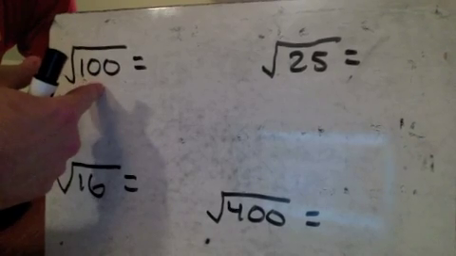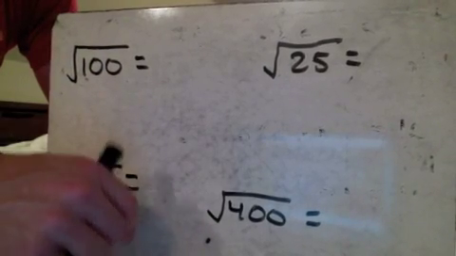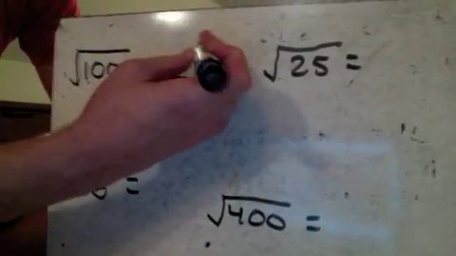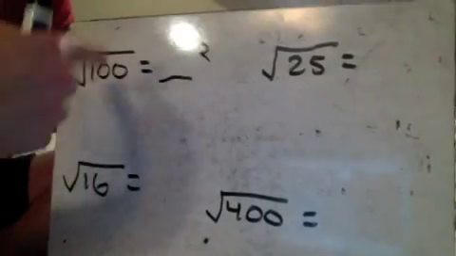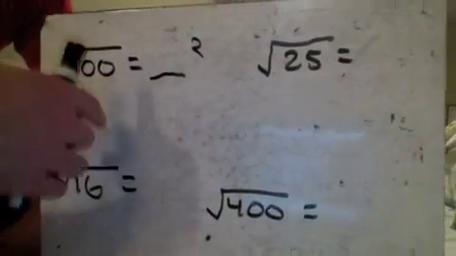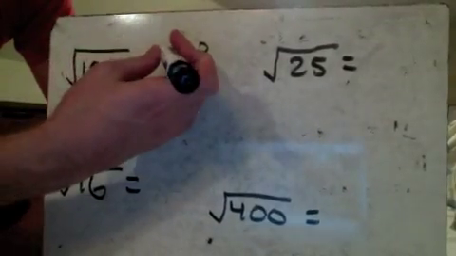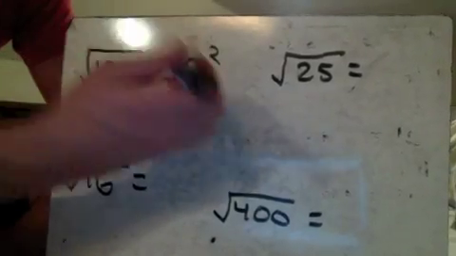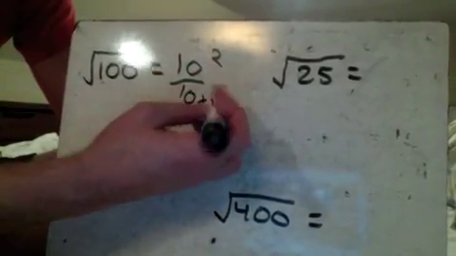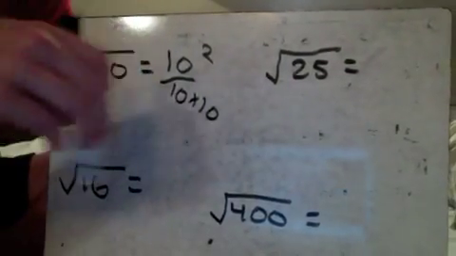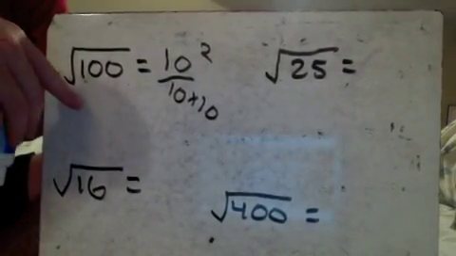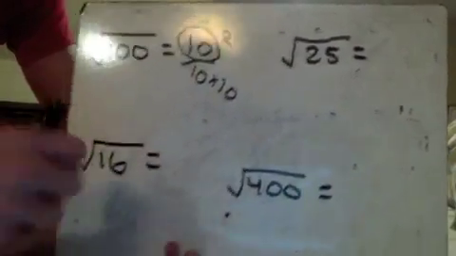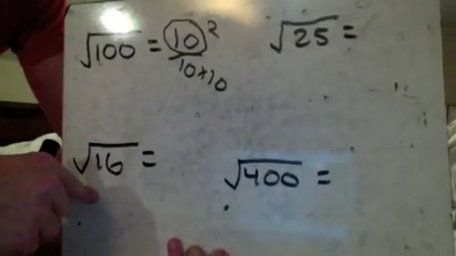The square root of 100. So we need a number where we can times it by itself, or we need something to the second power, where we could times it by itself to get 100. I know that 10 times 10 is 100, so my answer is 10. 10 to the second power is 100. Remember, 10 to the second power is the same thing as 10 times 10. So my answer, if the question was, what's the square root of 100? My answer is 10.